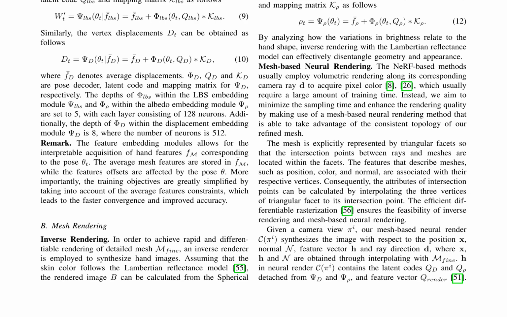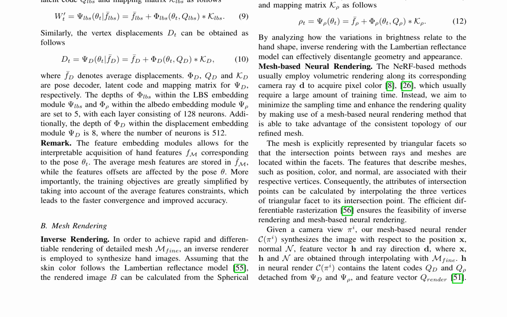The neural renderer C synthesizes the image with respect to the position x, normal n, feature vector h, and ray direction d, where x, h and n are obtained through interpolating with mfine. The training process consists of 3 steps: initialization, training feature embedding modules, and training the mesh-based neural renderer.